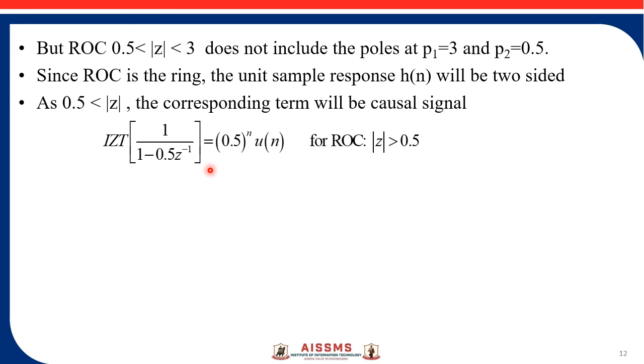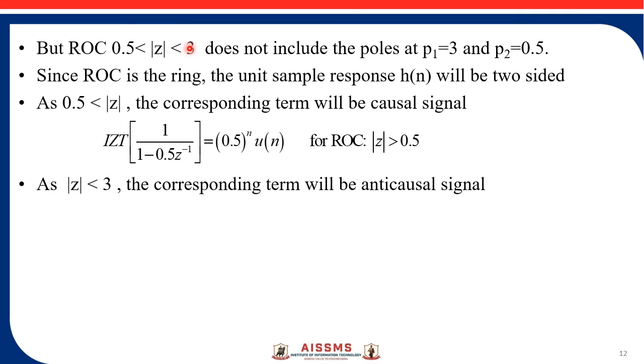So while taking the inverse Z transform of 1 upon 1 minus 0.5 Z raised to minus 1, we will be considering it as a causal signal. So 0.5 raised to n u of n for ROC mod Z greater than 0.5. And for the second term, the ROC is mod Z less than 3. So the corresponding term will be an anti-causal signal. So the inverse Z transform of 1 upon 1 minus 3 into Z raised to minus 1, if it is an anti-causal signal, will be minus 3 raised to n u of minus n minus 1, and ROC is mod Z less than 3.